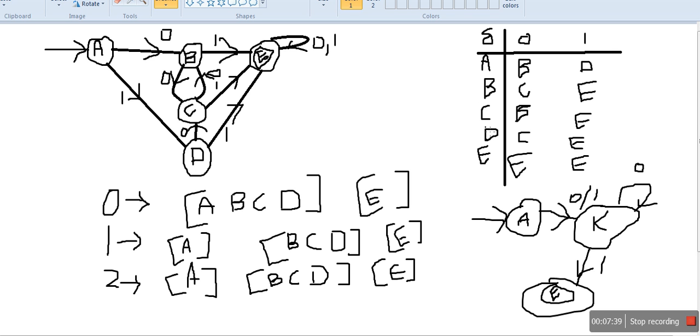C on 0 goes to B, B belongs to K, so it is alright. C on 1 goes to E, so K goes to E on 1. D on 0 goes to C in the same class, okay. D on 1 goes to E, so K goes to E on 1, okay. E on 0 and 1 goes to E, so there will be a self loop here on seeing 0 or 1. So this is the minimized DFA for the given DFA M.